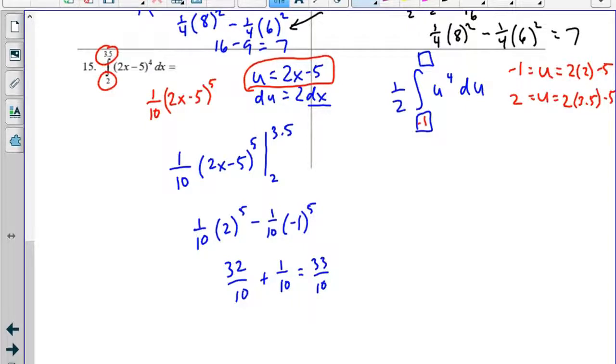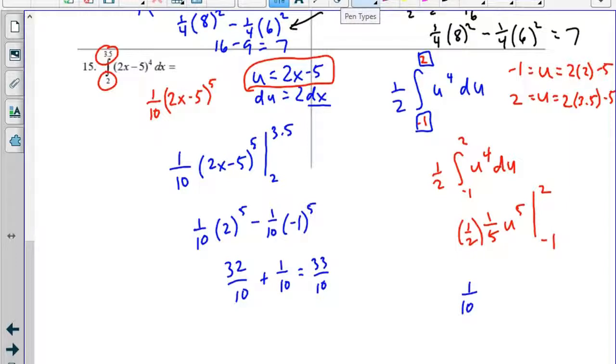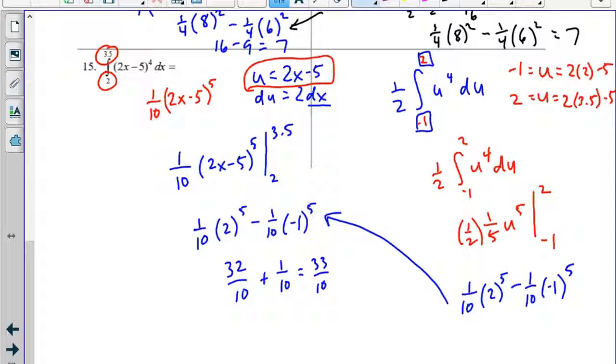So instead of the bounds being from 2 to 3.5, if everything was in terms of x, the bounds are now from -1 to 2. So if I integrate this problem, I get 1/5 times 1/2 u to the 5th, and I evaluate from -1 to 2. So notice the 1/2 and 1/5 becomes 1/10, and then this u to the 5th, I substitute in 2, minus 1/10 times what happens when I substitute in -1. And notice I get the same thing that I did with back substitution. So it just kind of depends on what you want.